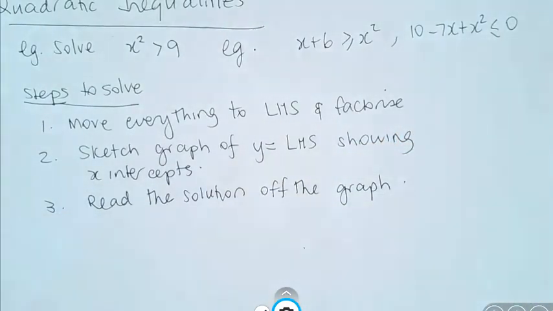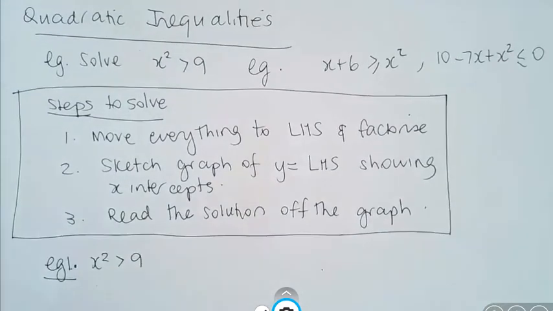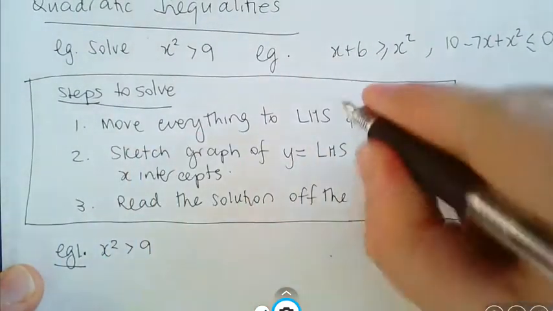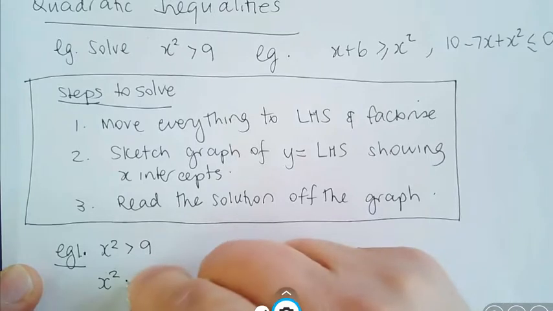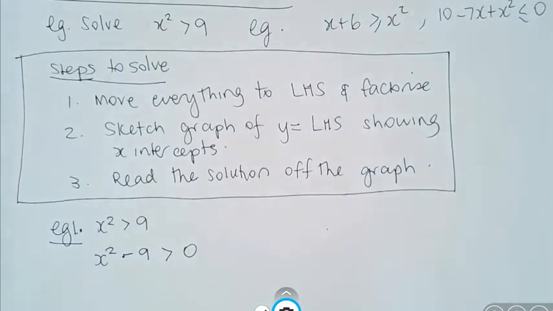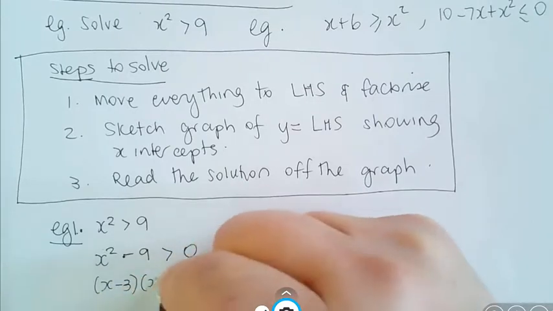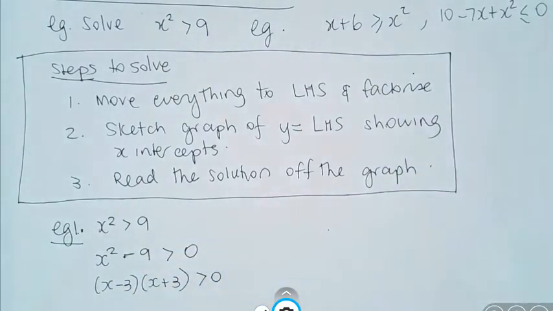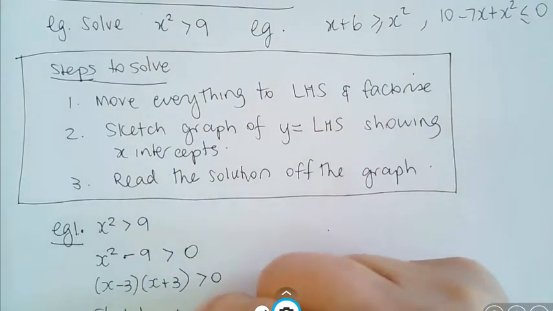Now, people that have done extension may have done this already, okay? Solve this first example up here. So x squared is greater than 9. So first step is to move everything to the left-hand side and factorize. So this would be x squared. What would it be if I'm moving everything to the left? Minus 9 is greater than 0. And how do I factorize that? Because that's a difference of two squares. A minus b, a plus b. Then it says sketch the graph of y equals the left-hand side showing the x-intercepts. So now what we're going to do is sketch y equals this.